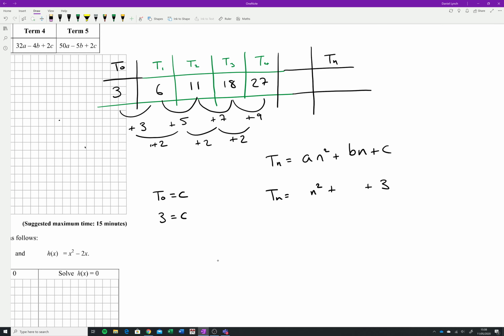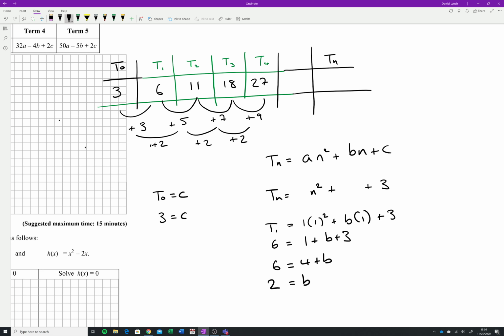Okay, so far so good. Now we just have to use our old trick of placing in t1. So t1, which is 6, and we're placing in n equals 1. Remember, that's what we're replacing with. And we get an squared, so a was 1. So we just get 1 times 1 squared. It's b times 1, and it's plus c, which is 3, and that should be 6. So 1 squared is 1, and 1 times 1 is 1. So 1 plus b plus 3. So we get 6 is equal to 4 plus b, subtract 4 from both sides, b is 2.